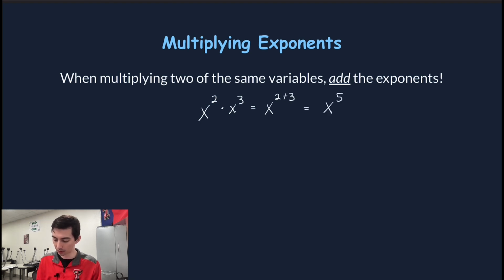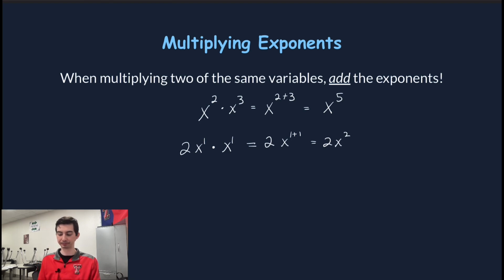Okay, and so today we're going to run into a couple different examples where we have something like 2x times x. And when we multiply these, we're going to multiply the coefficients, right? That's that number in front. 2 times 1 would give me 2. And then we can multiply the variables. I can make both of these have an exponent of 1. So I have x to the 1 plus 1, so this would get me 2x squared.